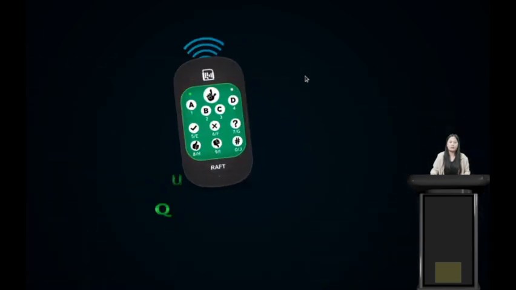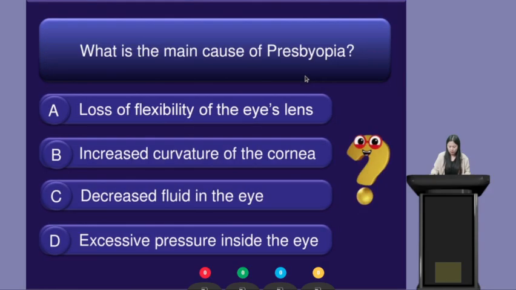Alright students, we have another question. Please get your rough devices ready. The question is, what is the main cause of presbyopia? We have four options. Option A is loss of flexibility of the eye's lens. Option B, increased curvature of the cornea. Option C, decreased fluid in the eye. Option D, excessive pressure inside the eye. So we have four options. I'm giving you 20 seconds to respond to this question. Your time starts now.